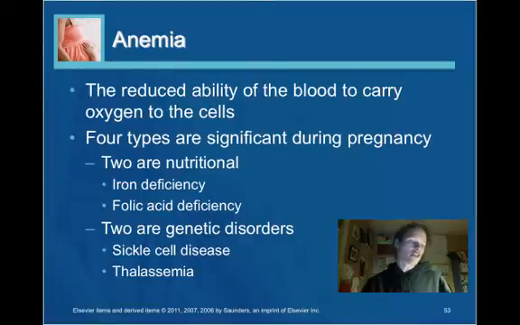Folic acid deficiency is a second type of anemia that can occur during pregnancy. If we contrast this to iron deficiency, iron deficiency is typically manifested by small red blood cells, whereas in folic acid deficiency, this is what we call a macrocytic anemia, where the red blood cells are larger in size.